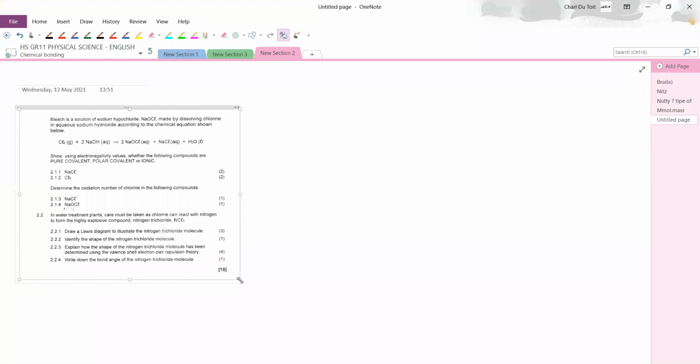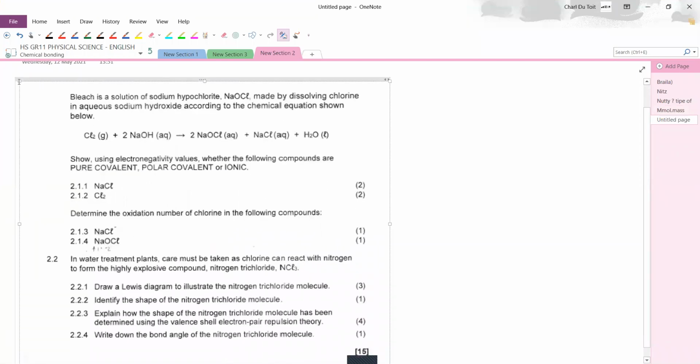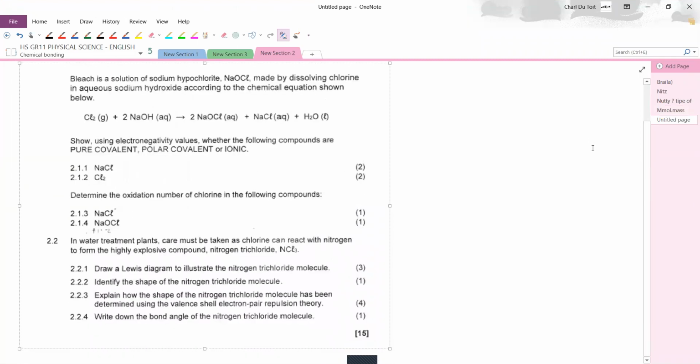This is just an example. So they're going to say bleach is a solution of sodium hypochlorite. It's made by dissolving chlorine in aqueous sodium hydroxide, according to this chemical equation at the bottom. So they give you a huge chemical equation. Chlorine gas is basically mixed into an aqueous solution of sodium hydroxide. Okay, show using electronegativity values whether the following compounds are pure covalent, polar covalent, or ionic.